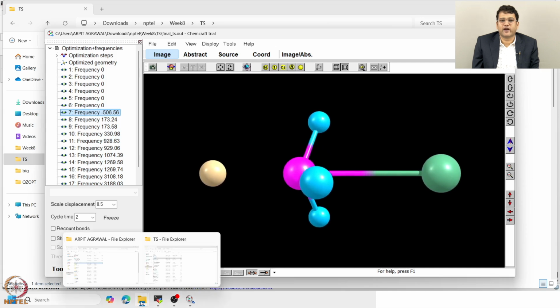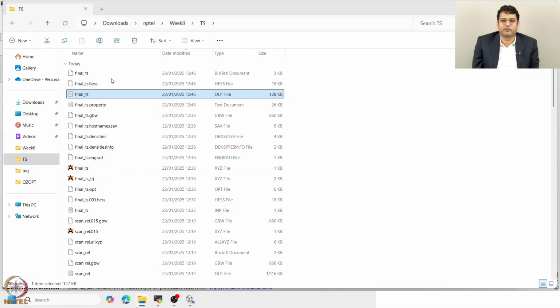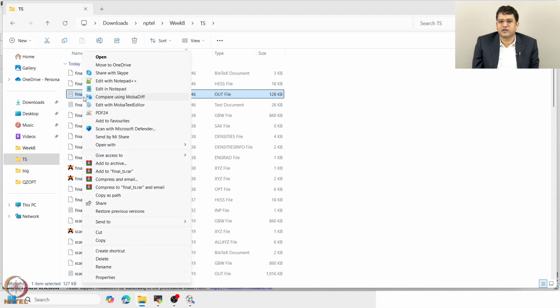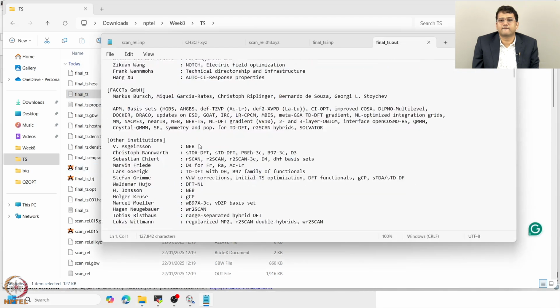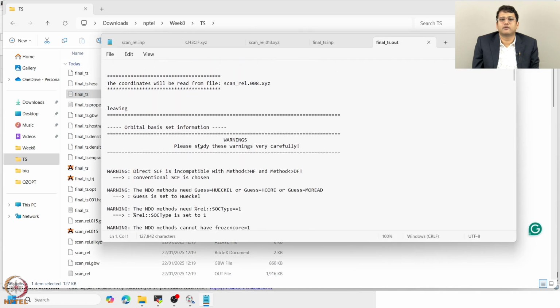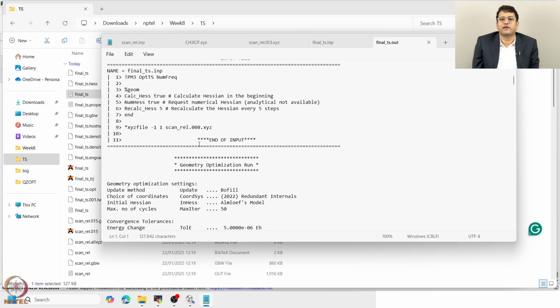Maybe a good idea to look at the output file for what this second step has done. So, we have done a two-stage process. First step we have done a scan, and once we confirmed that we are close to the transition state, the saddle point, we then ran a transition state search job. So, this was my input file.